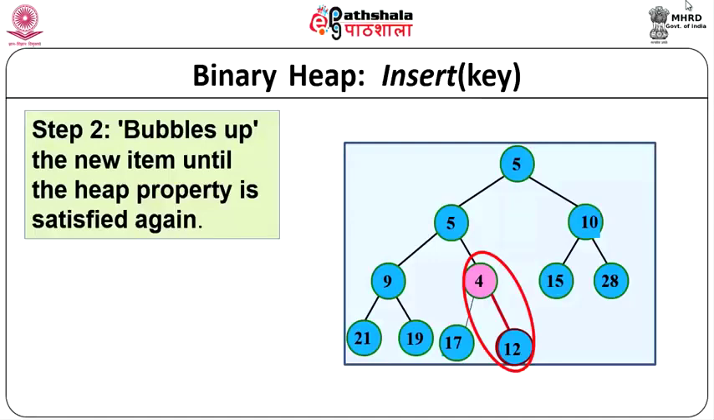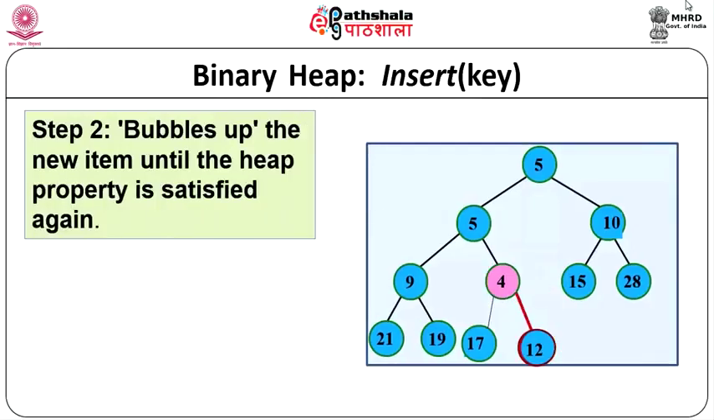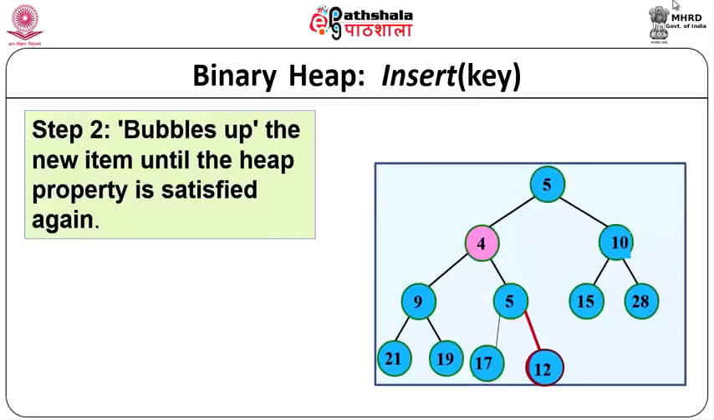Now, 4 at that particular position is compared with its parent, which is 5, and you find that 5 is greater. In a min heap, we want the parent 5 to be lesser. So, we have to do another exchange. We consider 4 and 5, and we see that the parent is not satisfying the heap order property. So, we do an exchange again. These two are exchanged.